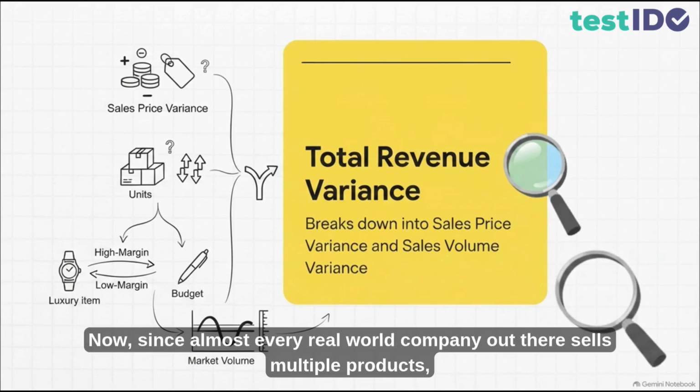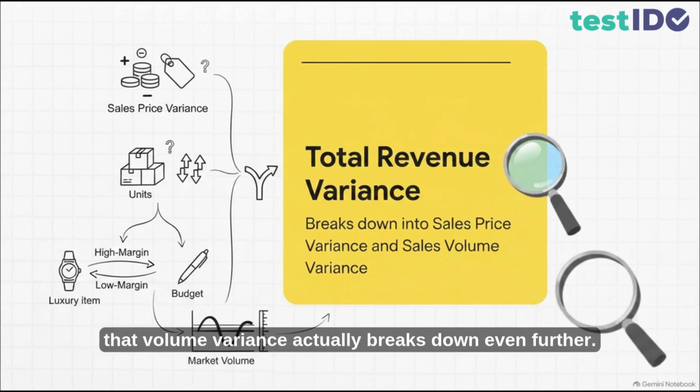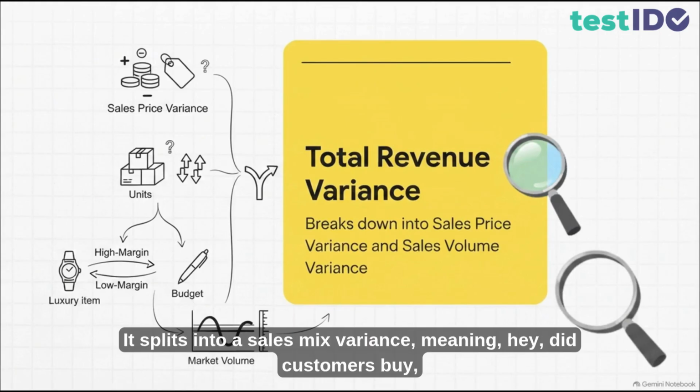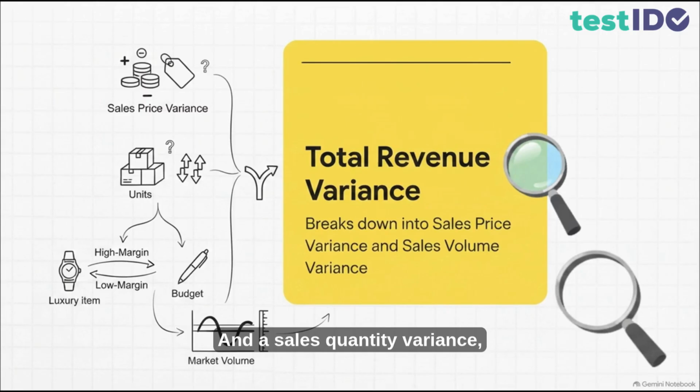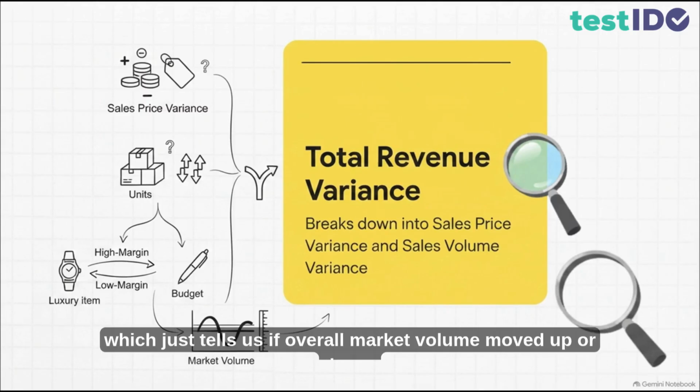Now, since almost every real-world company out there sells multiple products, that volume variance actually breaks down even further. It splits into a sales mix variance, meaning, hey, did customers buy our high-margin luxury items or our low-margin budget items? And a sales quantity variance, which just tells us if overall market volume moved up or down.